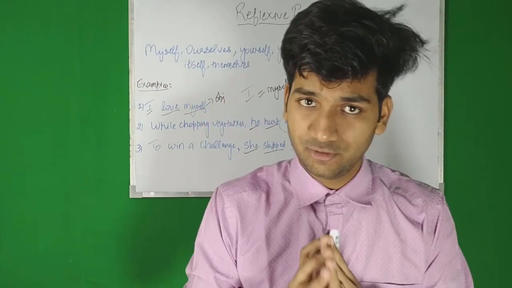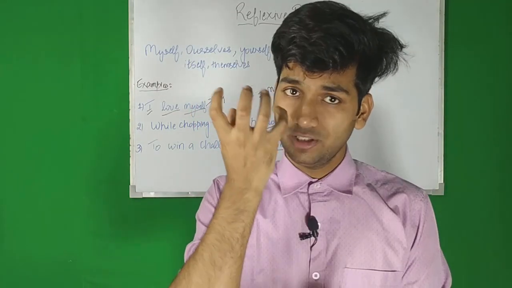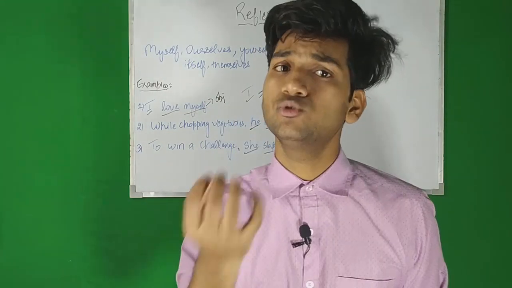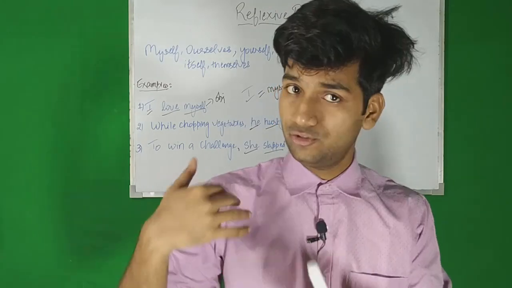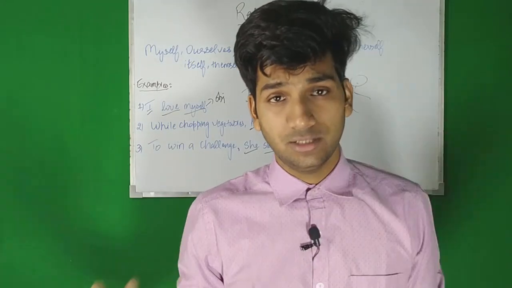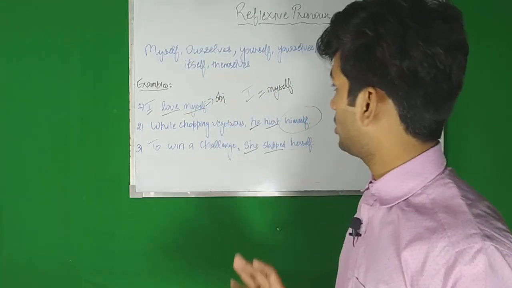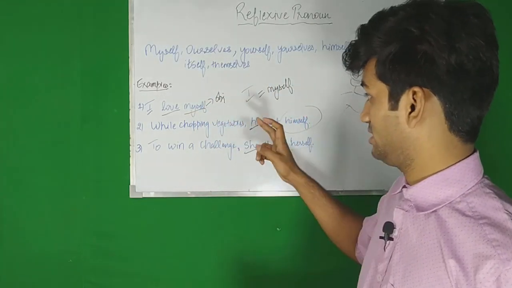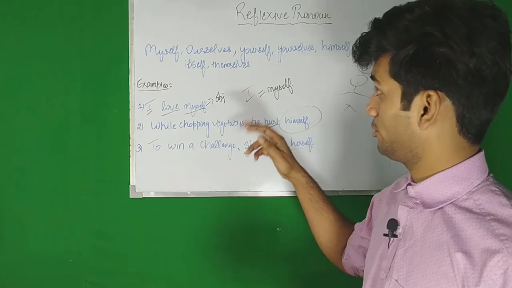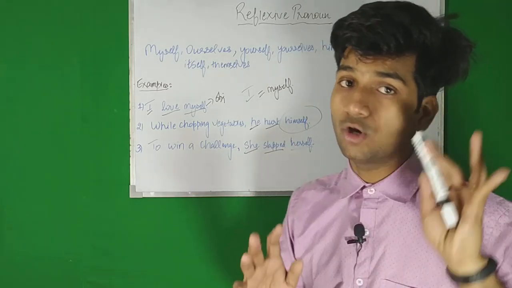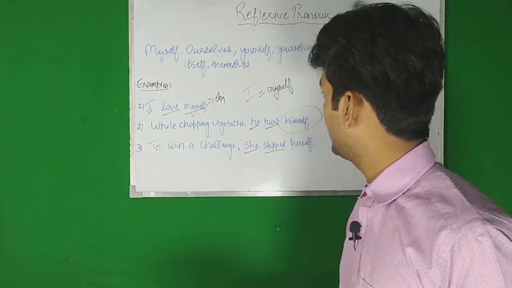Very simple reflexive pronouns. When the object of your sentence and the subject of your sentence are the same thing, you need a reflexive pronoun. It refers back to the subject. That's how easy it is. One more thing, you cannot make it a possessive case. You cannot say myself's. You cannot say ourselves's. You cannot use an apostrophe s. Always keep this in your mind. And that's all you need to know about reflexive pronouns.